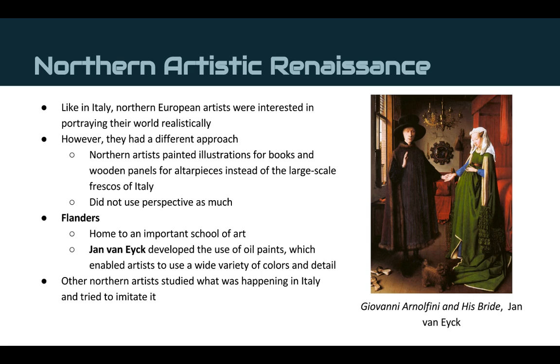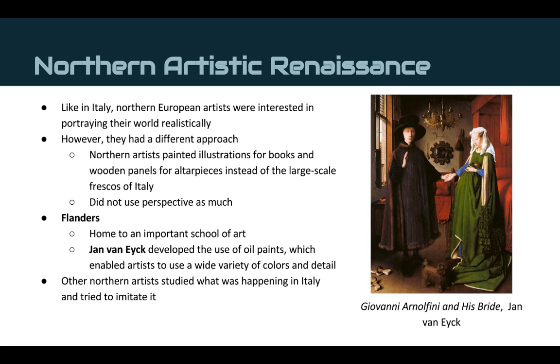Flanders, a region in northwestern Europe, was home to a very important school of art. And out of this came Jan van Eyck, who developed the use of oil paints. And odds are, if you've painted in art class, you've used oil paint. It enabled artists to use a wide variety of colors and paint very detailed art. You can see here Giovanni Arnolfini and his bride painted by Jan van Eyck on the right of your screen.